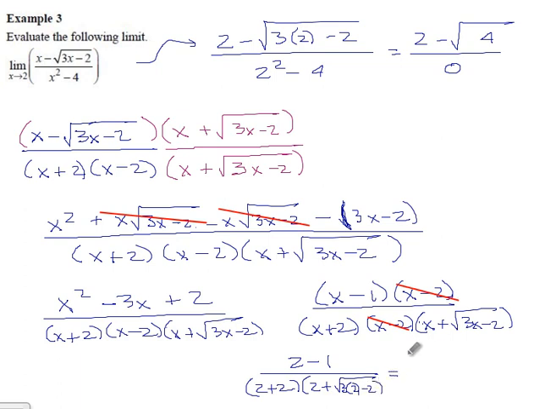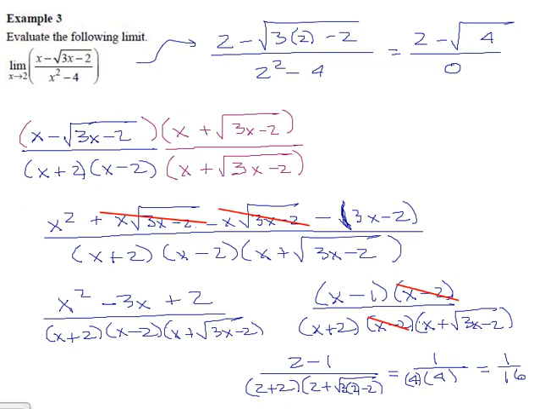Sorry, hurting for space. I'll try to fit all this in. 1 over 4 from the first piece. 3 times 2 is 6, minus 2 is 4, square root is 2, plus another 2 is 4. I believe this comes out to 1/16.